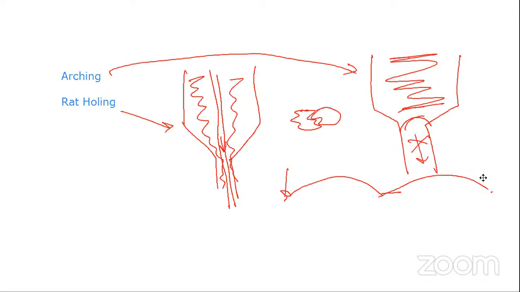তো এগুলো সবই হচ্ছে ইরেগুলার শেপ পার্টিকেলস এর জন্য হয়, এবং ইরেগুলার শেপ পার্টিকেলস গুলো ফ্লো এর সময় একটা আরেকটার সঙ্গে ক্রেভিসেস গুলো লক হয়ে যায়, and because of that locking what happens is the rat holing, arching, this type of problem comes.